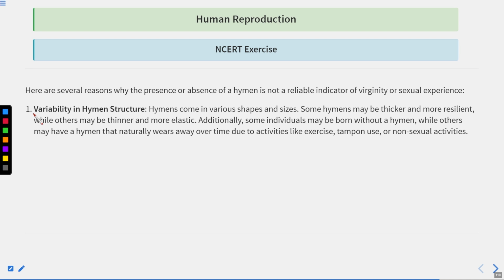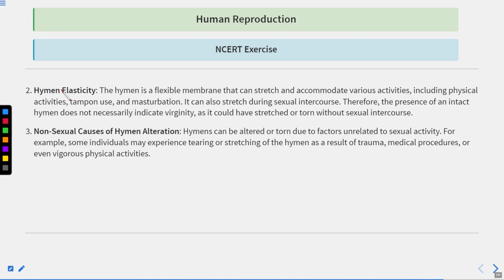So let's have a look at this first point, variability in the hymen structure. Hymens come in various shapes and sizes. Some hymens may be thicker and more resilient, while others may be thinner and more elastic. Additionally, some individuals may be born without a hymen also, while others may have a hymen that naturally wears away over time due to activities like exercise, tampon use, as well as non-sexual activities.